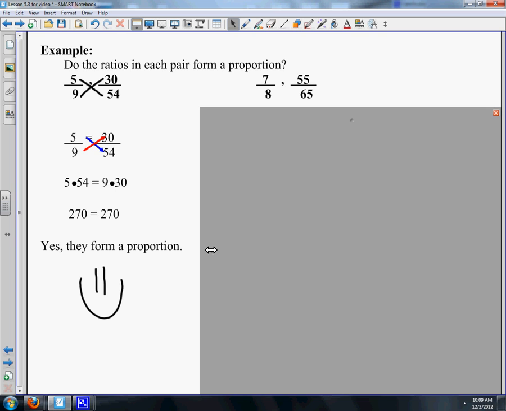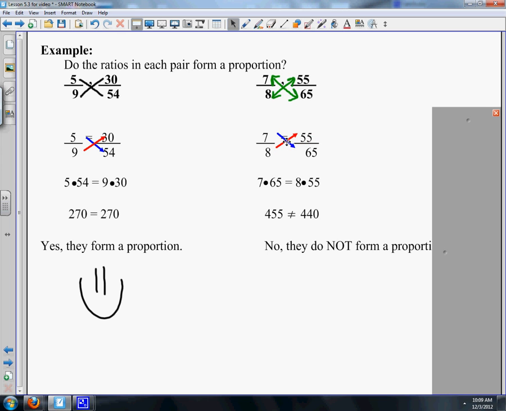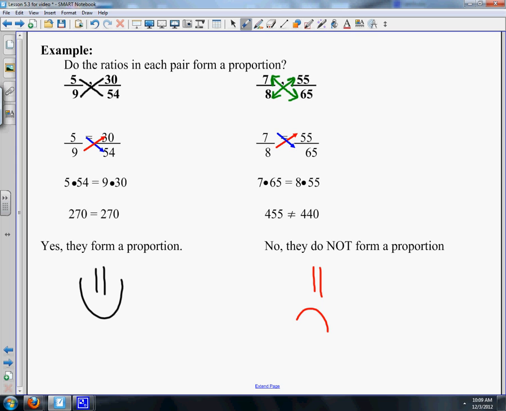Here, I'm going to do 7 times 65 and then 8 times 55. So when I did that, I got 455 and then I got 440. So they did not form a proportion. So they were a no. So pretty simple. It's just multiplication. You can use a calculator. It's not that big of a deal.